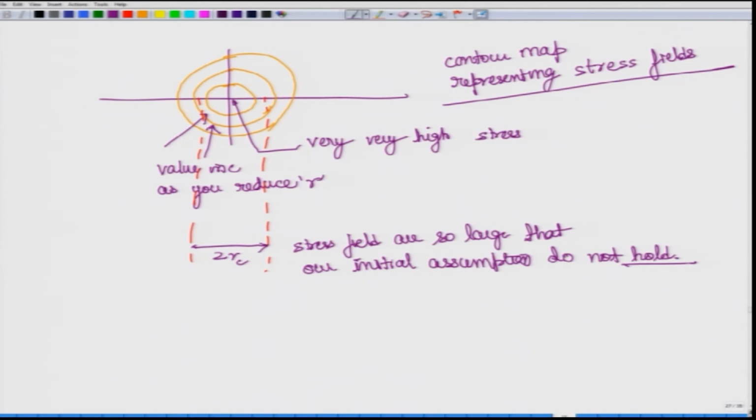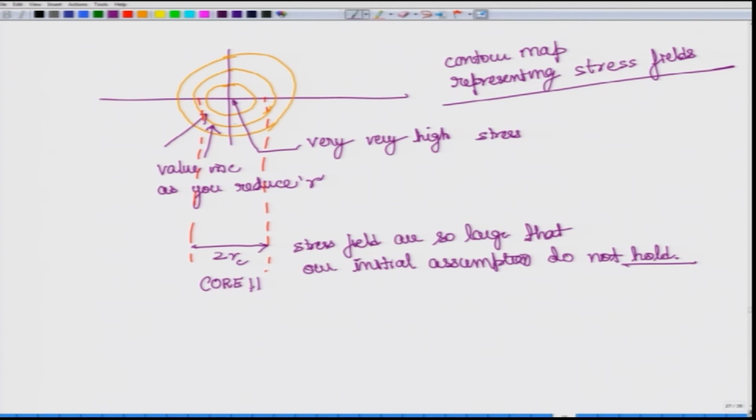Okay, so there must be a critical radius under which, if you try to calculate the stresses or the strain, our initial assumptions are not valid, which means that we should not use our regular model of calculating the stress and strain field over here, and this particular region is called the core of a dislocation.